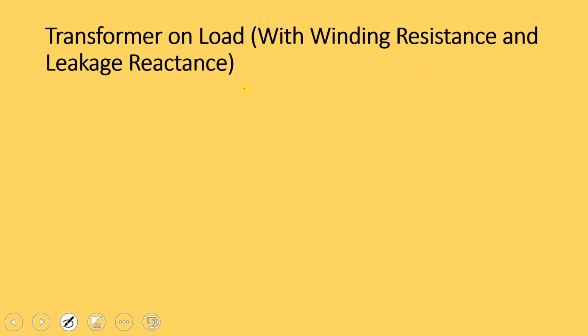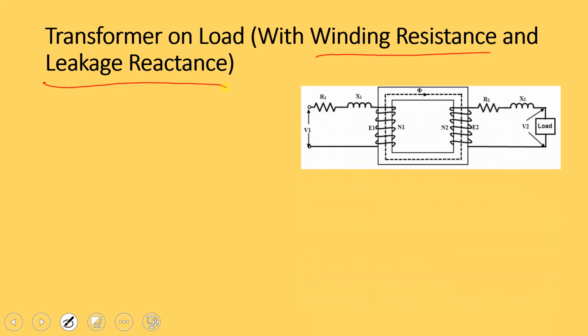Now the next condition is the transformer on load with winding resistance and leakage reactance. In this condition we consider the winding resistance as well as the leakage reactance. In the previous three cases we considered no winding resistance and no leakage reactance. So when we consider the winding resistance, R1 is the winding resistance and X1 is the leakage reactance on the primary side, R2 and X2 on the secondary side.